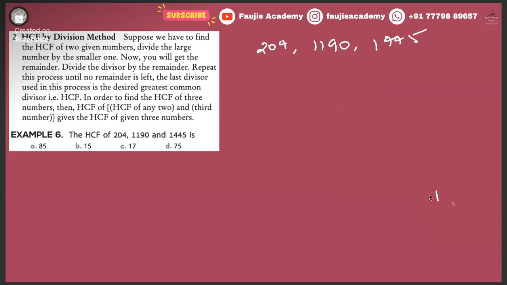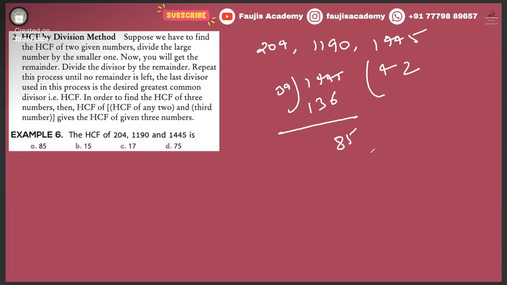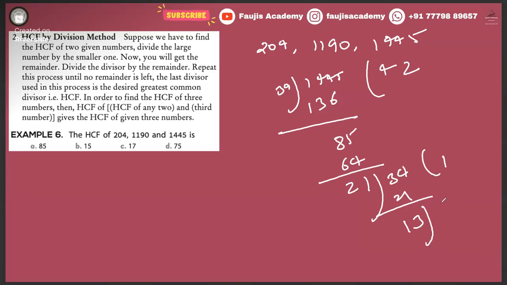Okay, right? So 34 divided by 1445. Okay, right? 4 times. 4 times is how much? 136. Yes, sir. 85. 2 times 64. 121. Okay. Now 34. 1 time 21. Have we done it right, guys? Okay. 21. 13. 21. 13. 8. 13. Have we done it correctly? Okay. Right. Is there any mistake that we have done? 1445. 34. Okay. Let's try to do it again.